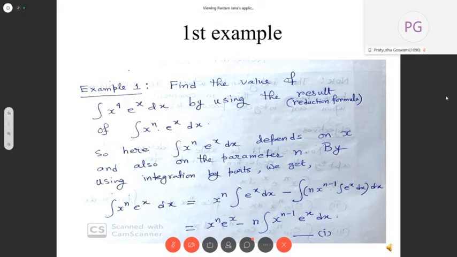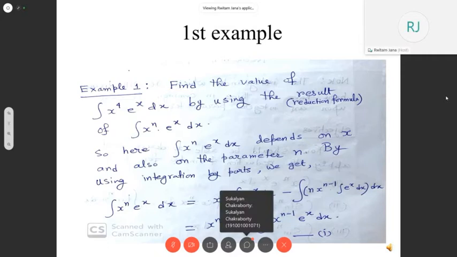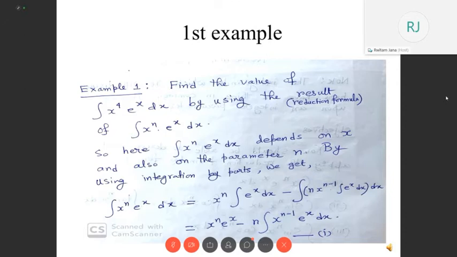So you have to find the value of integration x to the power 4 e to the power x dx by using the result of integration x to the power n e to the power x dx. So you have to find the reduction formula for integration x to the power n e to the power x dx. And you can see this integrand depends on x as well as the parameter small n.